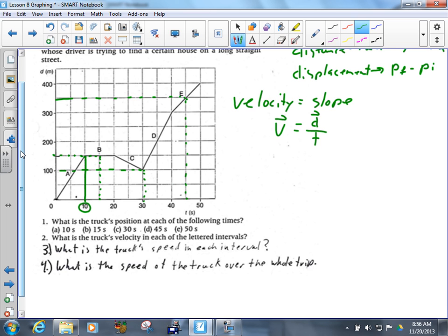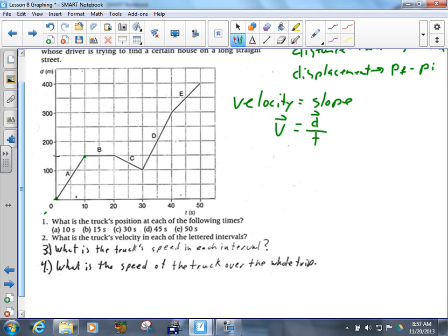For number 2, what's the truck's velocity in each of the lettered intervals? So now we have to actually do a little bit of calculating. Velocity is either the slope of the line or v equals d over t. Now, for a single line, those are actually the same thing. If I don't have points that this is a best fit line of, going v equals d over t is actually finding the slope of this line. Would you agree?